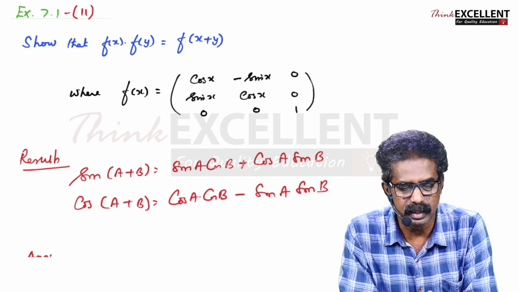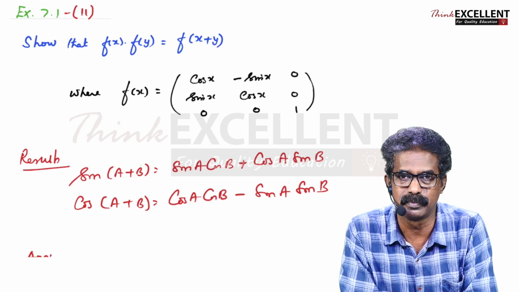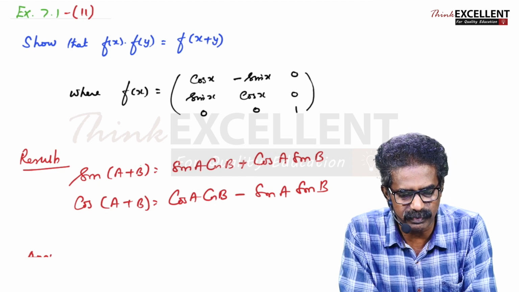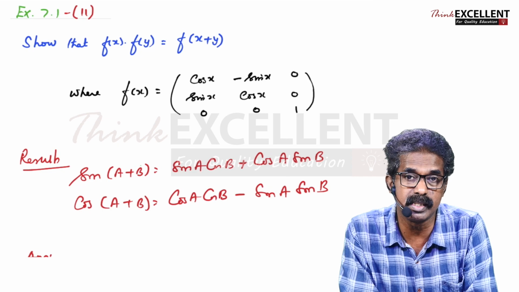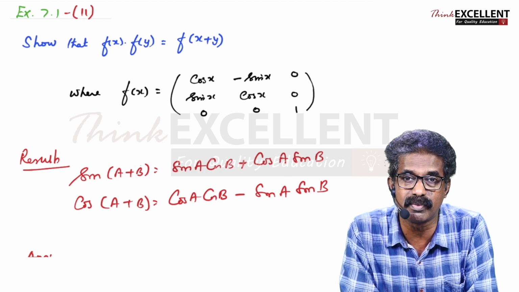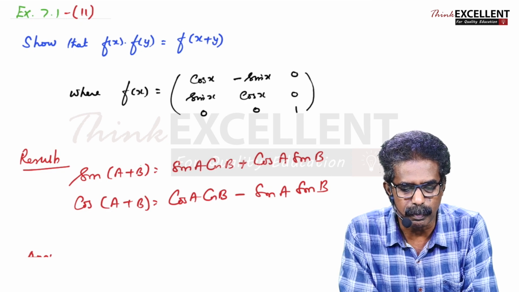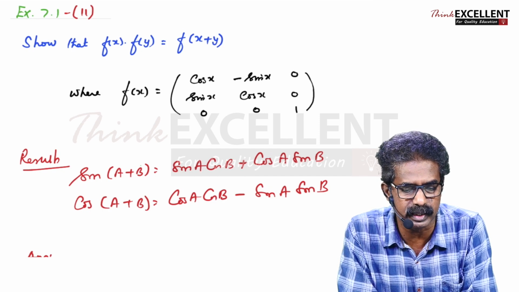Show that f(x) f(y) equals f(x+y). What is f(x)? It is given as a matrix in x. f(x) is [cos x, -sin x, 0; sin x, cos x, 0; 0, 0, 1]. This is f(x). Then can you say what is f(y)? Wherever x comes, you put y: [cos y, -sin y, 0; sin y, cos y, 0; 0, 0, 1]. That is f(y).